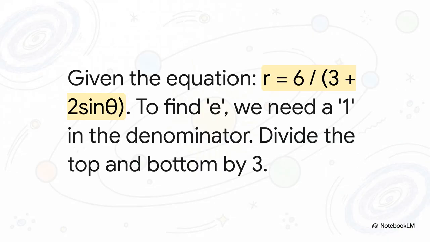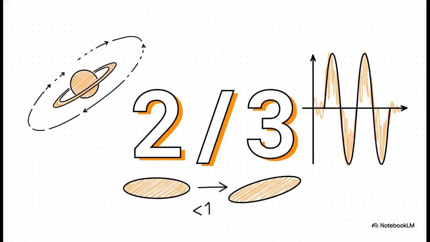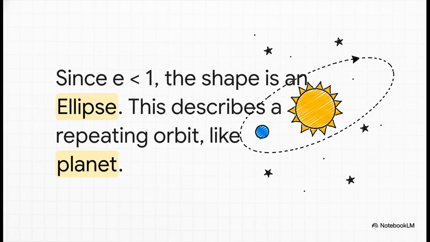Okay, first example. Our whole goal here is to find E. Now remember, the standard form of our universal equation needs a 1 in the denominator. This one has a 3. So to fix that, we just have to divide the top and the bottom of the fraction by 3. And when we do that, the number multiplying that sine function becomes 2/3. And that is our eccentricity. And since 2/3 is, of course, less than 1, we know this equation has to describe an ellipse. This could be the orbit of a planet, maybe an asteroid, something that's forever bound to its star.